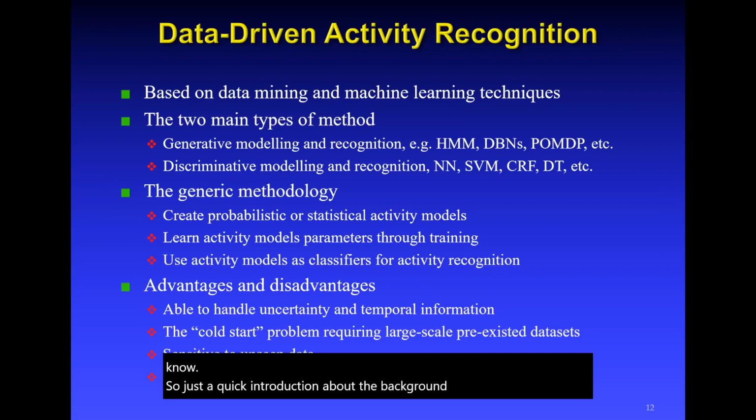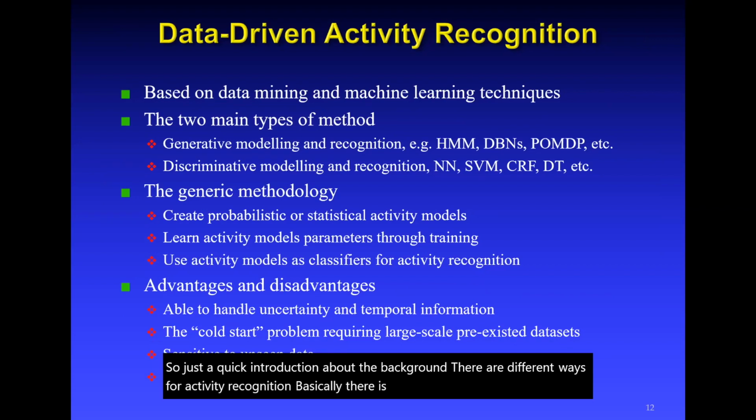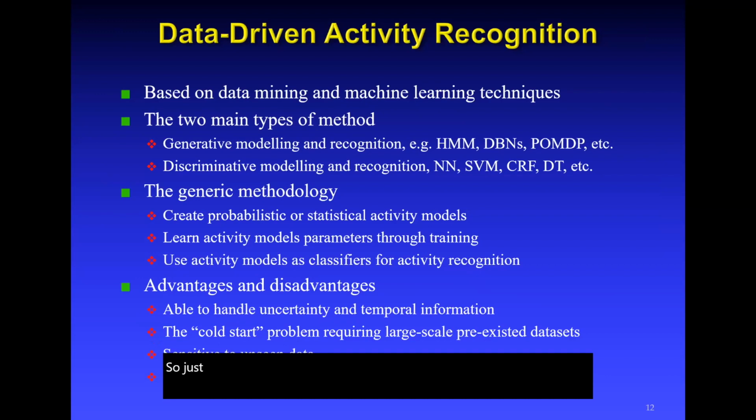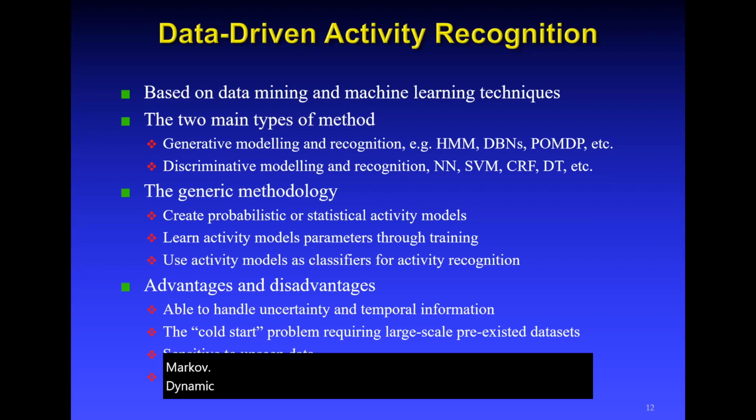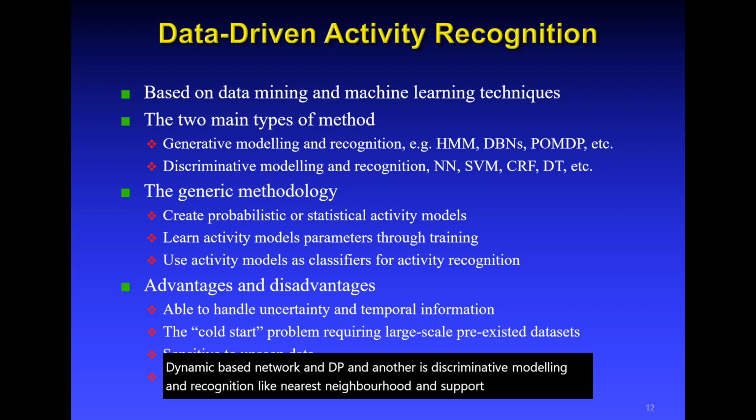There are different ways for activity recognition. Basically, one is based on data mining and machine learning. This is probably the main approach. And in this approach, there are two main types of method. One is called generative modeling and recognition, like hidden Markov models, dynamic Bayesian networks, and POMDP. And another is discriminative modeling and recognition, like nearest neighbor, support vector machine and decision tree.